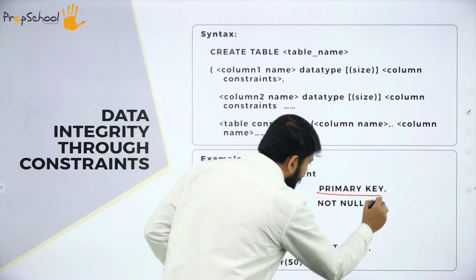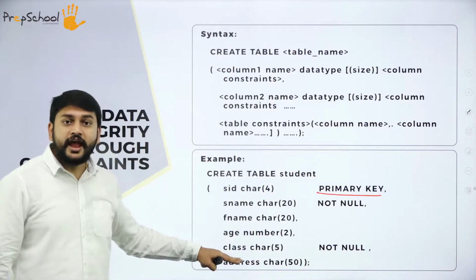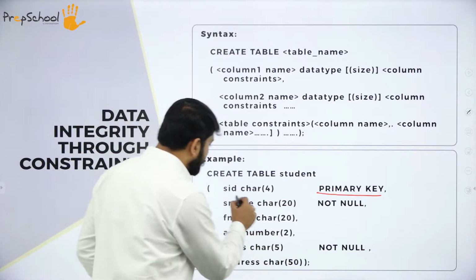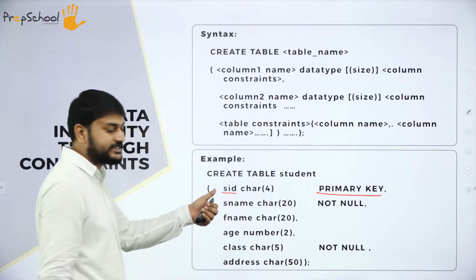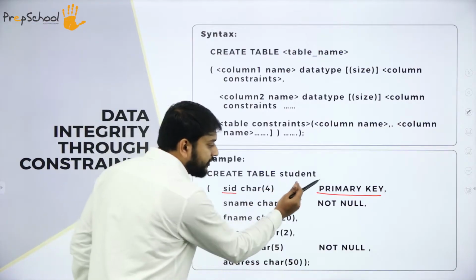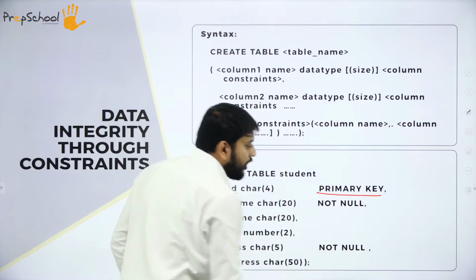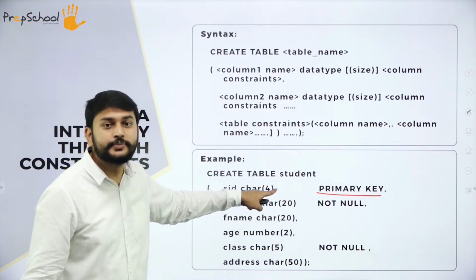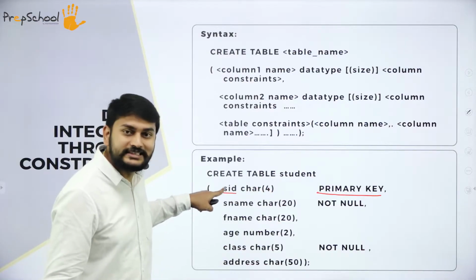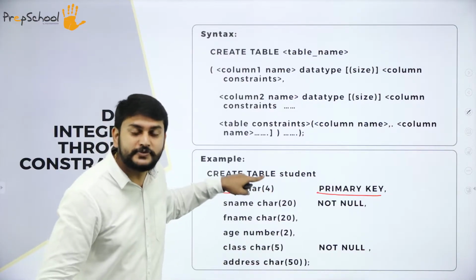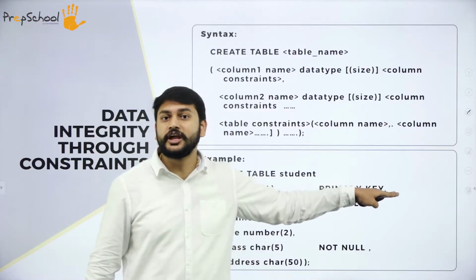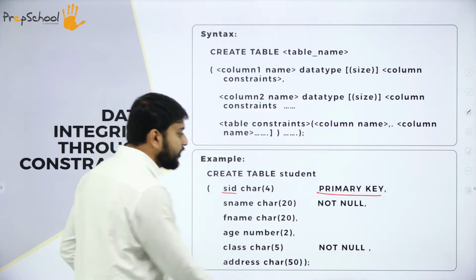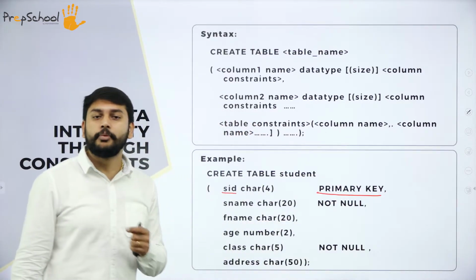Please observe here. I have taken the same create query, but please observe this column name, that is SID. For this column, after giving a space, I'm using a keyword called primary key. I'm not using a comma here. I'm writing SID, space, data type, size, space, and then the keyword primary key. So guys, what exactly is this primary key all about?